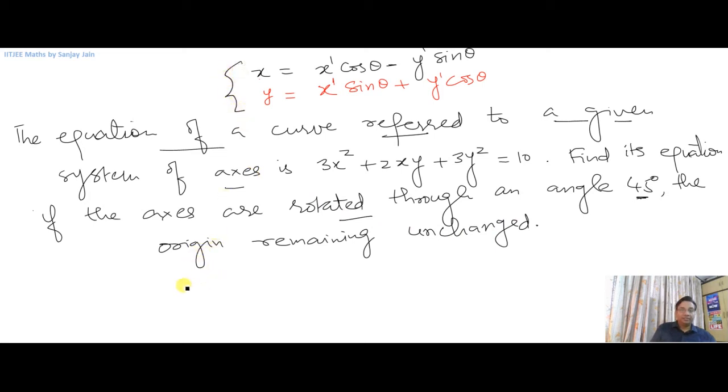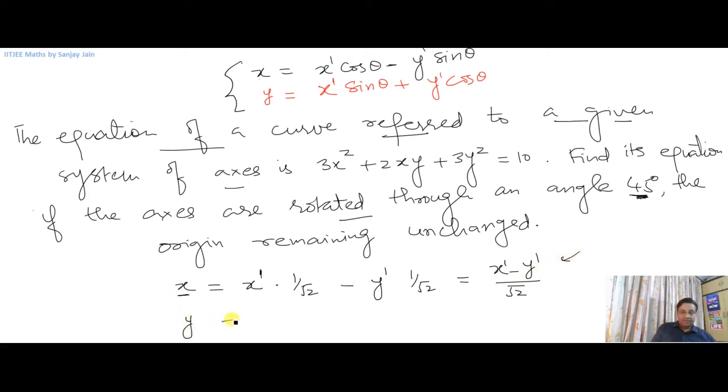So I can say that x is equal to x dash cos 45, because the axes are being rotated through an angle 45 degrees. So x dash cos 45, which is 1 by root 2, minus y dash sine 45, that is again 1 by root 2. So what can you say about this? It will be equal to x dash minus y dash divided by root 2. So this is the old x coordinate in terms of new coordinates.